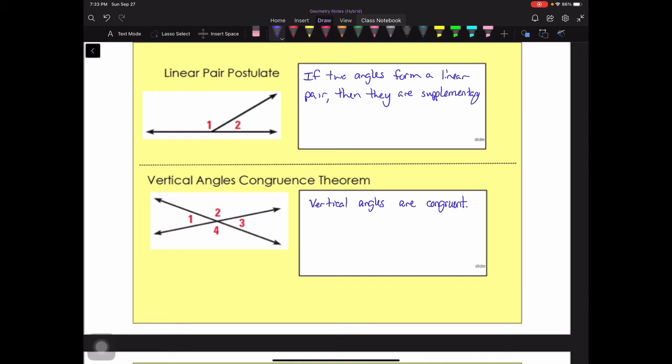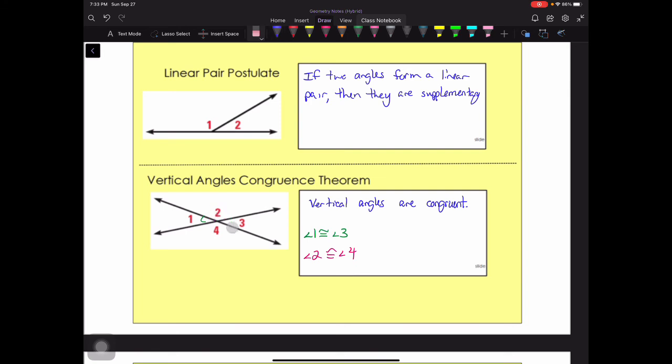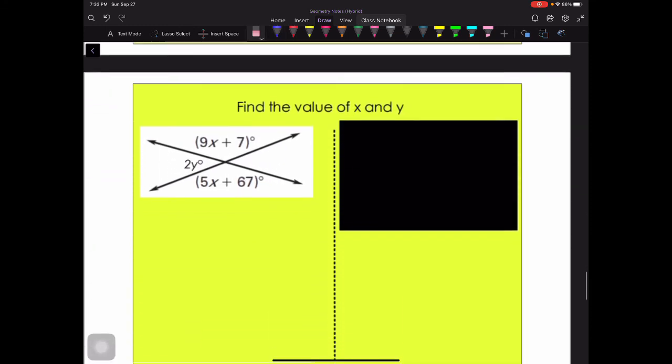For example, from the diagram on the right, we can say that angle 1 is congruent to angle 3. And we could also say that angle 2 is congruent to angle 4. And basically what that means is if angle 1 is, let's say, 25 degrees, that means that angle 3 is also 25 degrees. Yeah, and that's it. They're congruent. They have the same degrees, same measure.